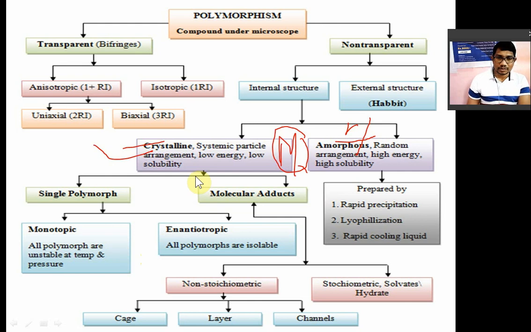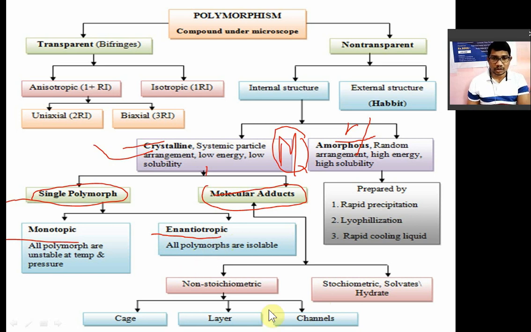Crystalline compounds are further divided into two types: single polymorph and molecular adduct. And single polymorph is further divided into two types: monotropic and enantiotropic. Monotropic means all polymorphs are unstable at a given temperature and pressure. Enantiotropic means all polymorphs are interconvertible. Okay. Now in the molecular adduct, what does it mean? Molecular adduct means something has been added. What has been added?